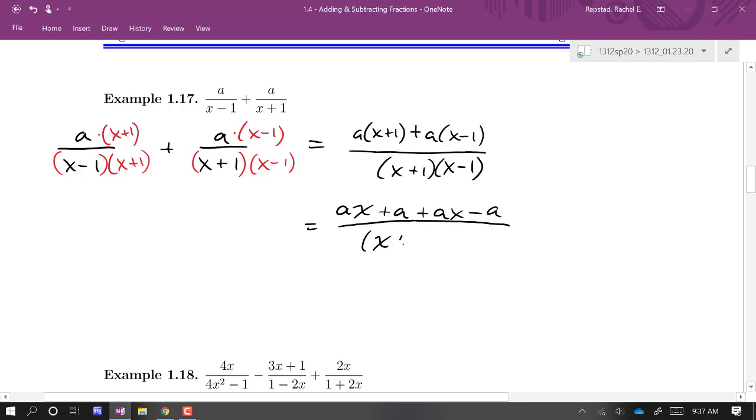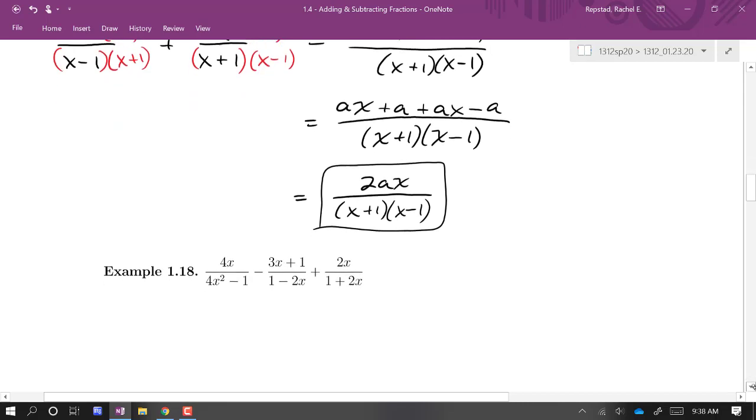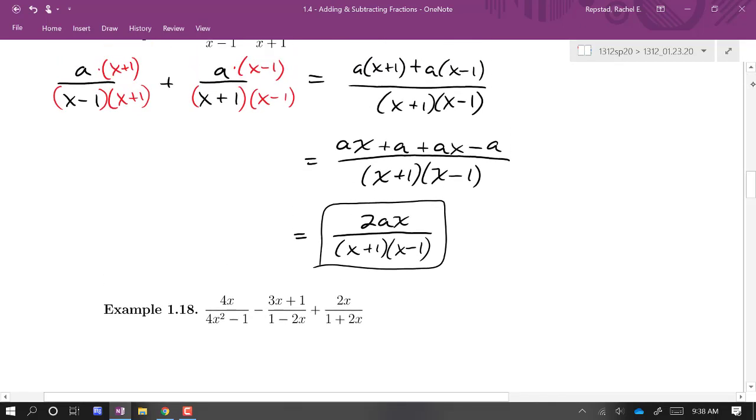What should we end up with for our result here? 2ax on top, and then this common denominator. If you want to call it x squared minus 1 on the bottom, feel free to do so, but I usually just leave everything factored. Questions on that example? Okay.